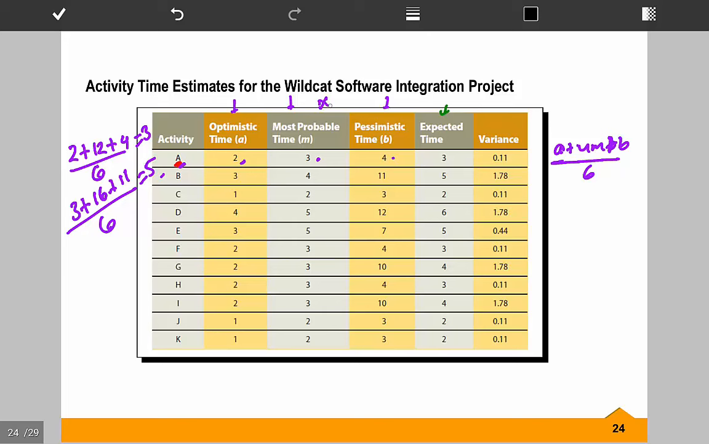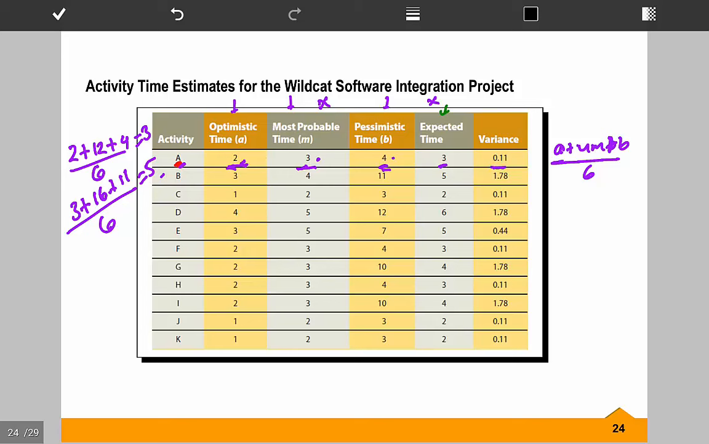So most probable is not always the expected time. That's what you should keep in mind. Now remember, this is just probability. There is some chance it will be 2, some chance it will be 3, some chance it will be 4, and by our formula of A plus 4M plus B over 6, our expected time is 3. Given that there is some chance it will be 2, 3, or 4, we need to know the standard deviation, or some measure of variance, some measure of variability.